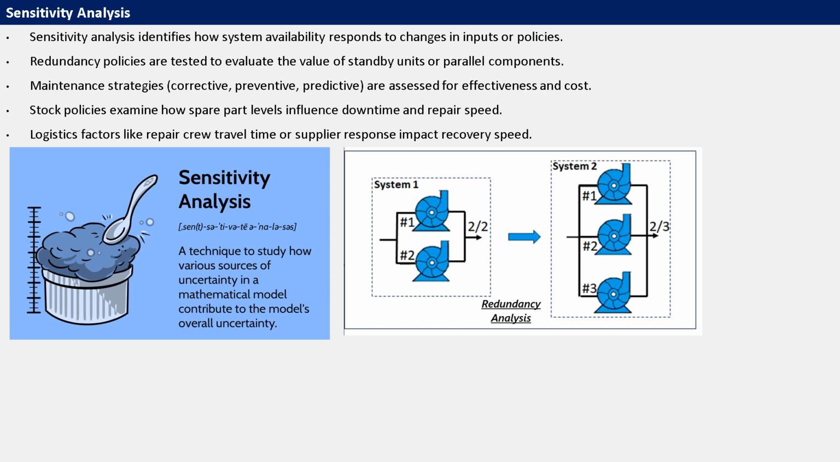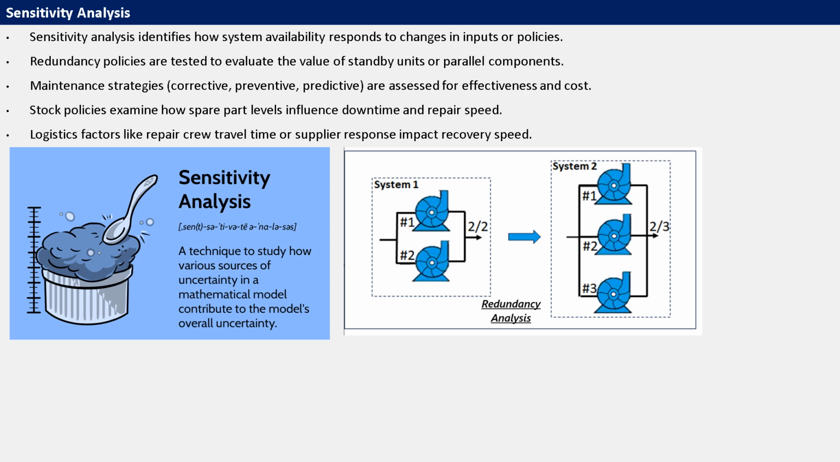One key area of sensitivity analysis is redundancy policies. This involves testing whether adding standby units or designing components in parallel increases overall system availability. For example, having a backup pump that kicks in when the primary fails can drastically improve system reliability. Sensitivity analysis helps determine if the added cost of redundancy justifies the improvement in uptime.